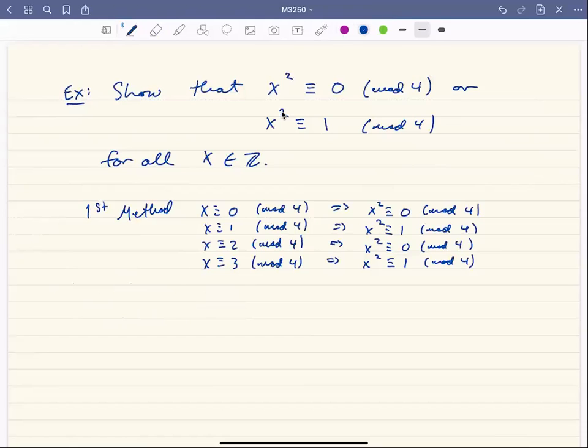So this is the first method. You can just say x has to be 0, 1, 2, or 3 mod 4. Square each of these numbers, check that you get 0 or 1, which is what we got, and we can move on.